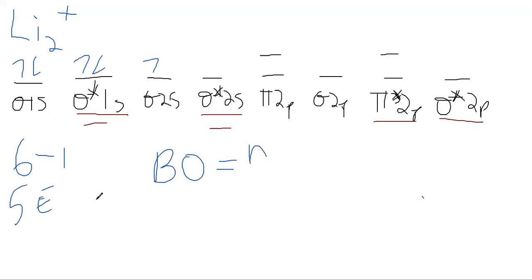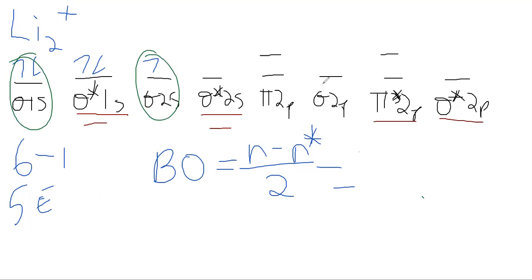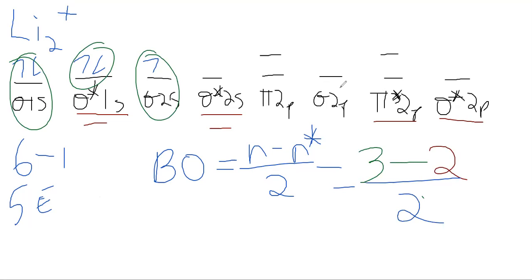Bond order. Okay, well, in this, it's going to be 3 minus 2, divided by 2. And 3 plus 2 is 5, so we know that that is correct. That's going to equal 1 over 2. So that is the bond order for this molecule.